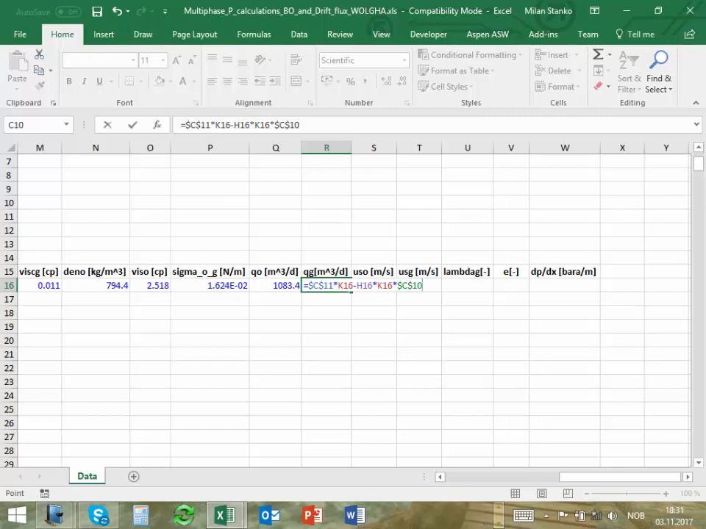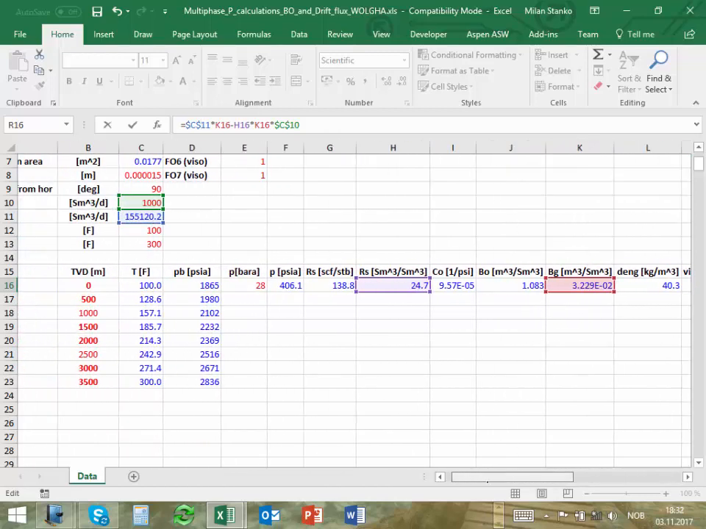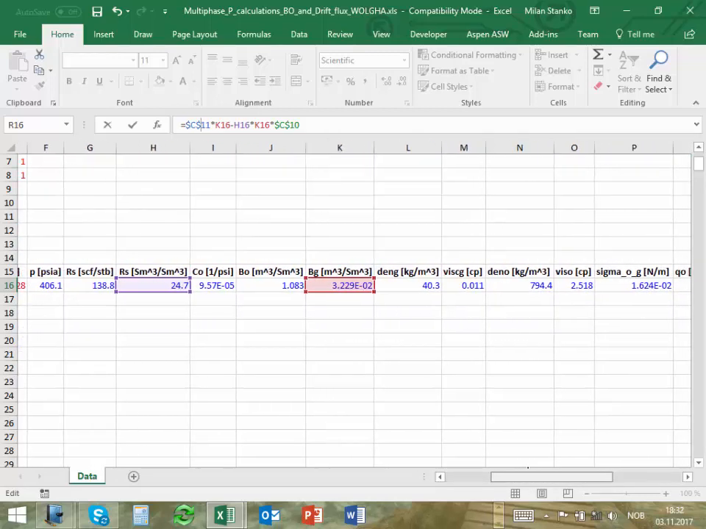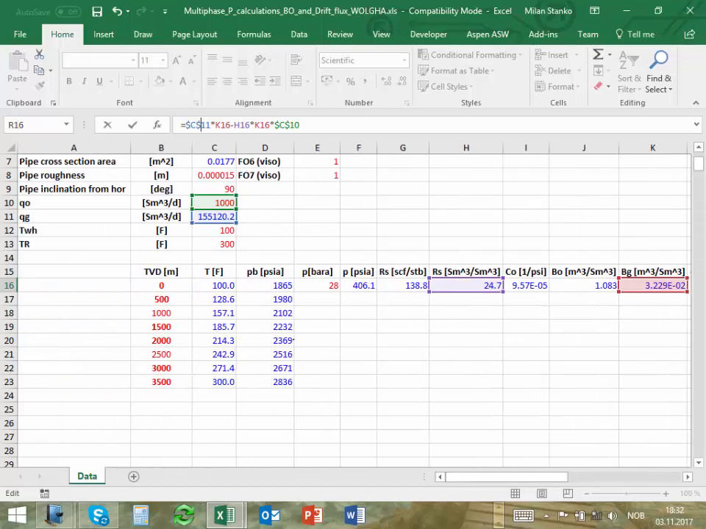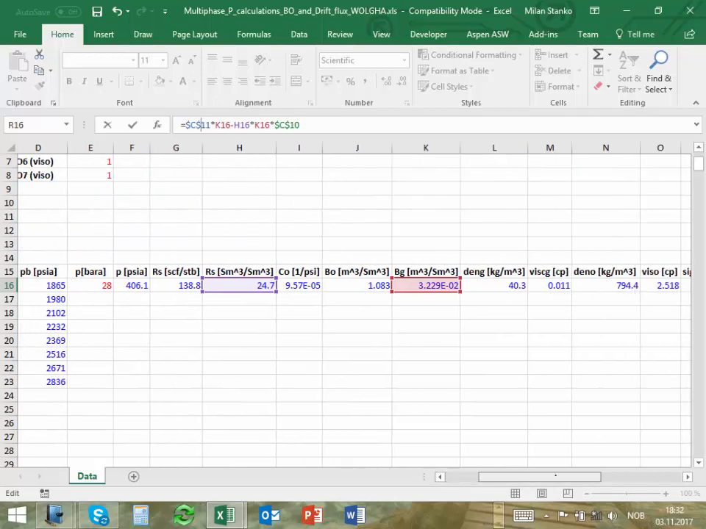Okay, let's see. First we have the rate of gas times BG. That's correct. And that I shouldn't block because I'm going to drag it down. Minus the RS times BG times the rate of oil at standard conditions, and that one I block. So it seems like it's correct.